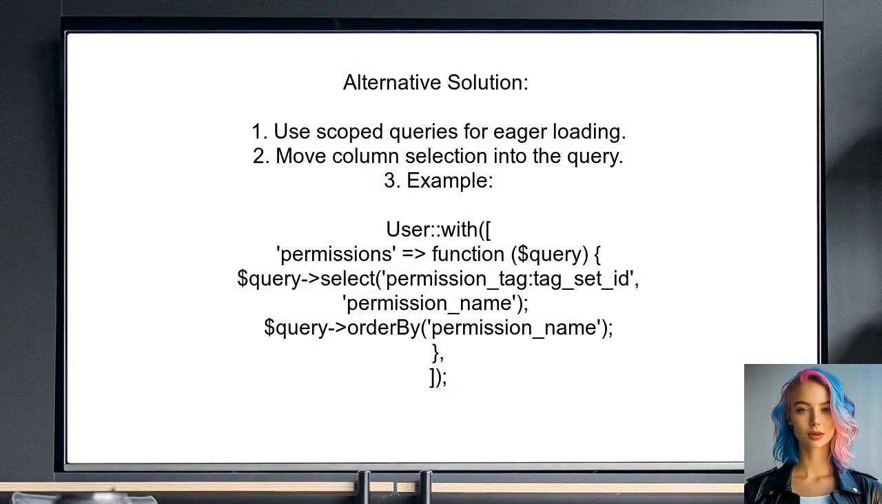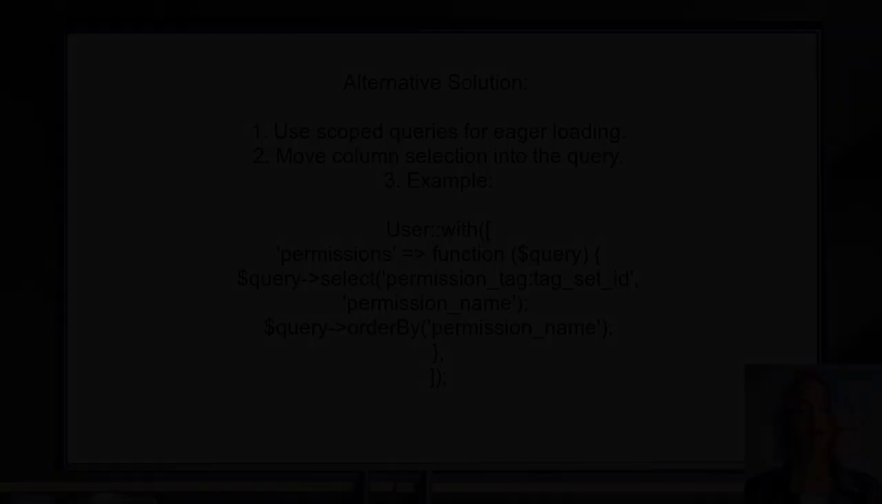An alternative solution suggests adjusting how you handle eager loading with scoped queries. Instead of using the usual colon notation for selecting columns, you should move that selection into the scoped query itself. This prevents the undefined relationship error.